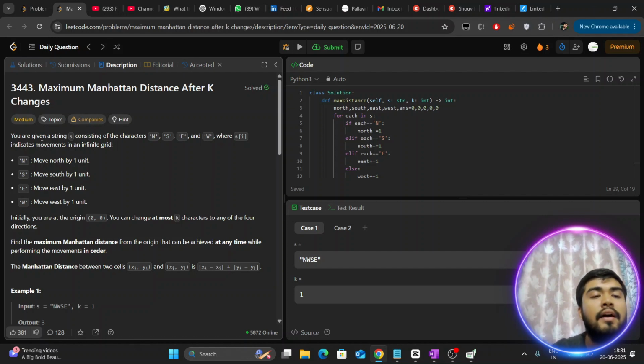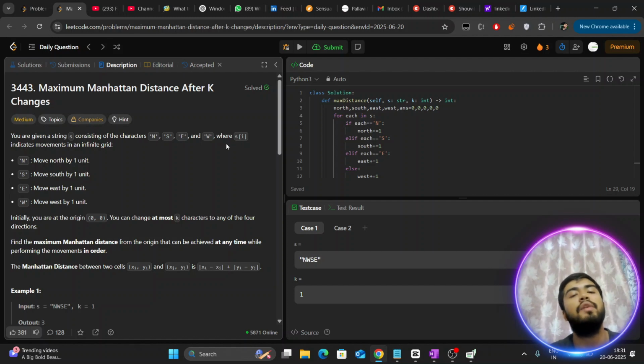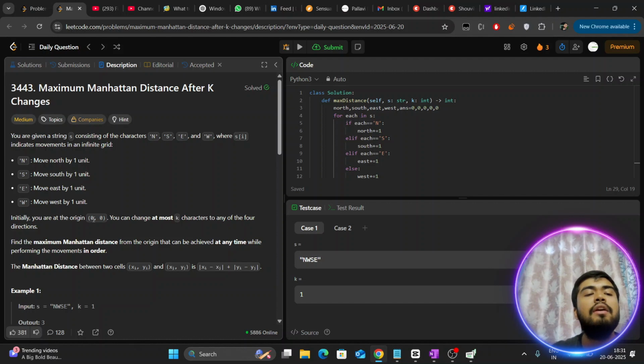So the problem statement: given a string consisting of characters north, south, east, and west, where s[i] indicates movement in an infinite grid. North stands for move north by 1 unit, similarly south, east, west. Initially you are at the origin (0, 0), and you can change at most k characters to any of the four directions. Find the maximum. Very simple, right? Till now there is no complex English or complex things put on our plate.